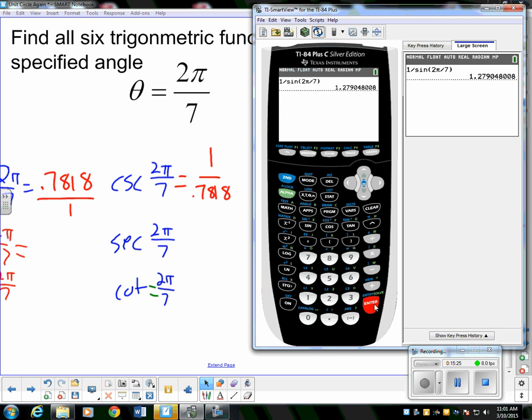So what's the secant going to be? Isn't the secant just 1 divided by the cosine of 2 pi over 7? That's the secant, 1.6039. What's the cotangent going to be? Isn't the cotangent 1 divided by the tangent of 2 pi over 7? So really you're finding an inverse, but you're finding an inverse of the sine or cosine or tangent value, not the function.